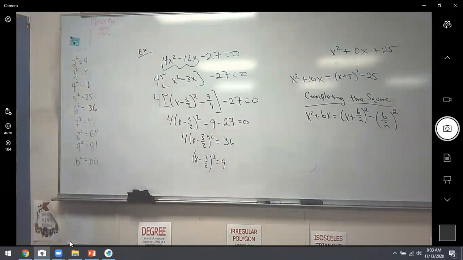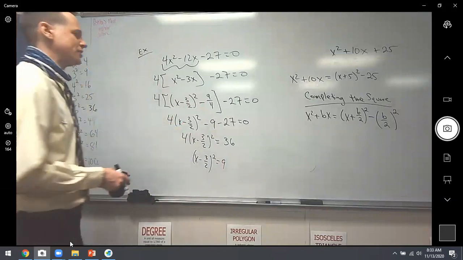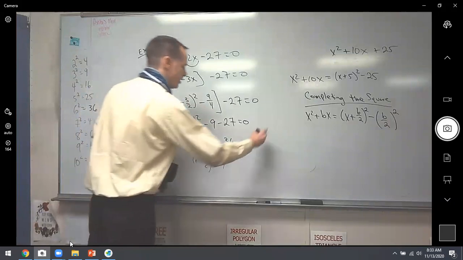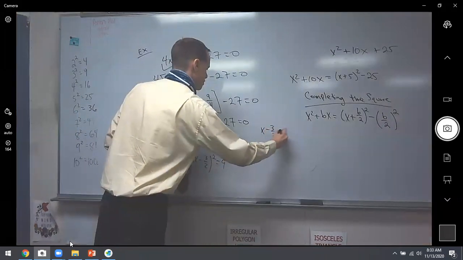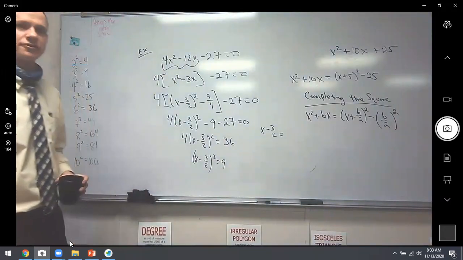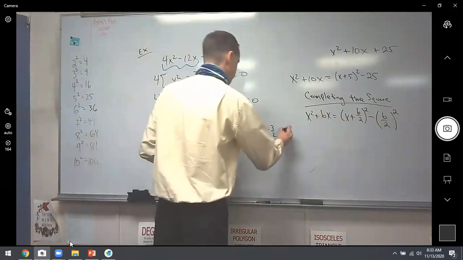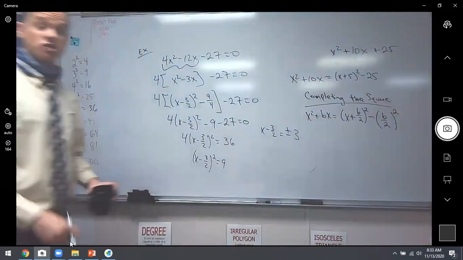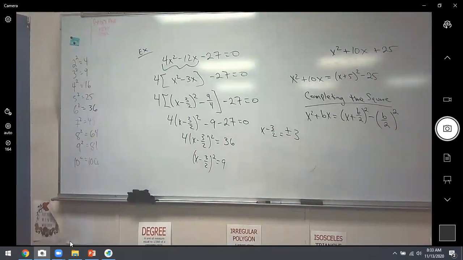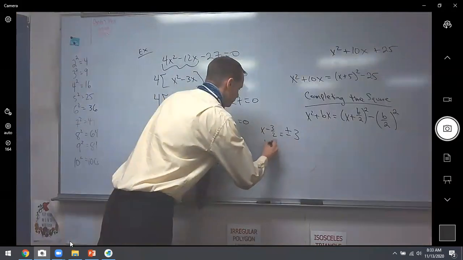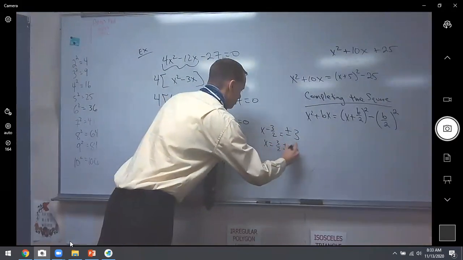And finally, taking the square root of both sides, take the square to the left, the square is gone. I got x minus 3/2 left. Over on the right, I'm taking the square root. Don't forget your plus or minus, and the square root of 9 is 3. And then just move the 3/2 over. So x is 3/2 plus or minus 3.